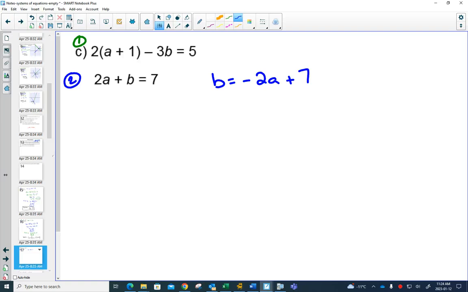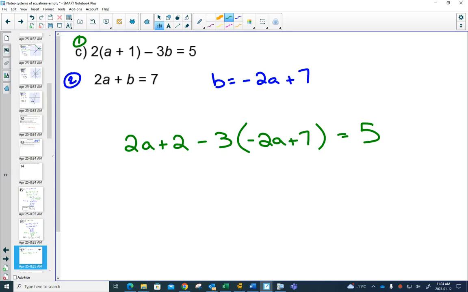And then I would rewrite equation 1. I'm already going to distribute the 2, but where the B is, I'm going to put a big set of brackets. Does it make sense to you when you look at equation 1 that that is rewriting equation 1 except for where the B was? And in that hole where the B was, I'm going to write and substitute in negative 2A plus 7.